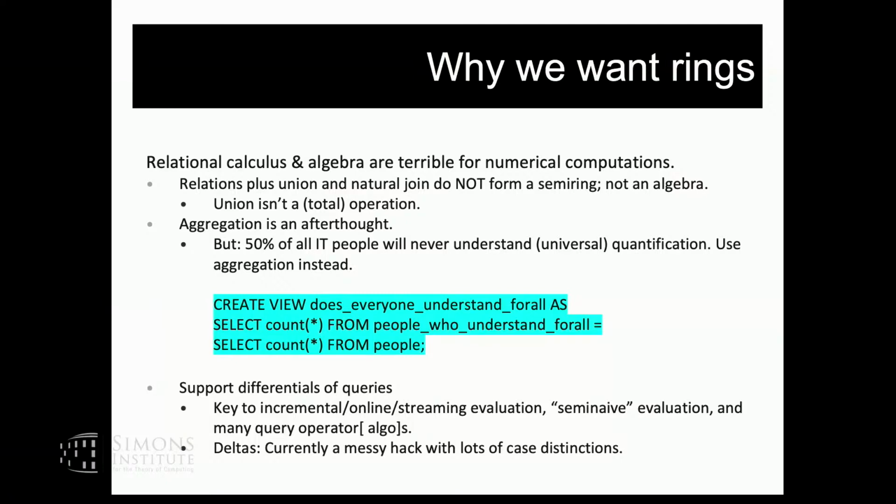Generally speaking, of course, nowadays with data science, people have come up with lots and lots of calculi for numeric computations. I'm going to talk about my thing, which is in this case quite old already. Relational calculus and algebra are terrible for numeric computations, right? It starts with that, union is not even an operation, certainly not a total operation, because there are pairs of relations that you're not allowed to union together. So we don't have a semi-ring. We certainly don't have an algebra. Cylindrical algebra, yes, but not an algebra.